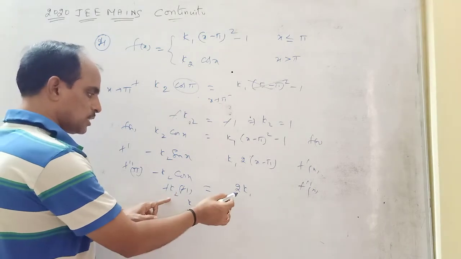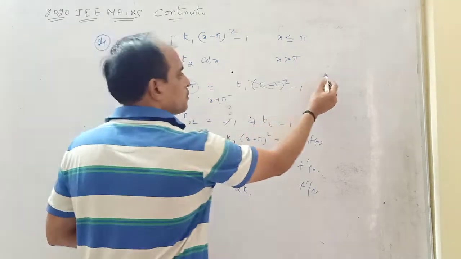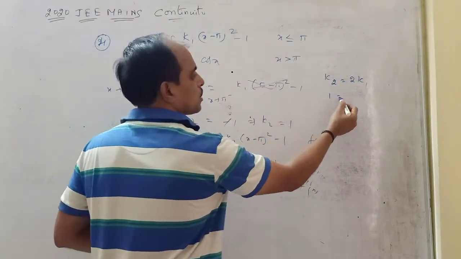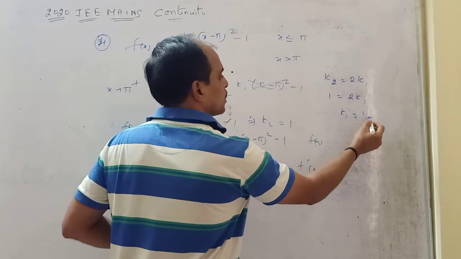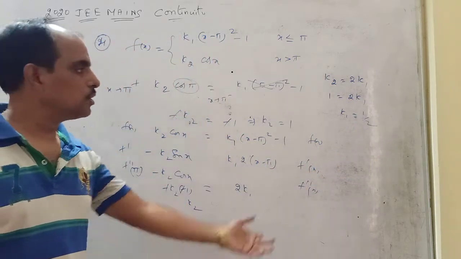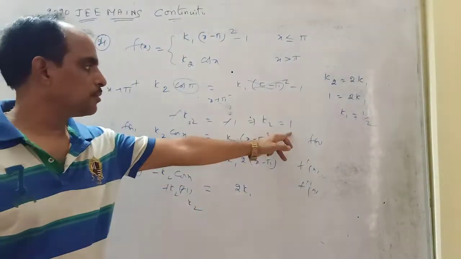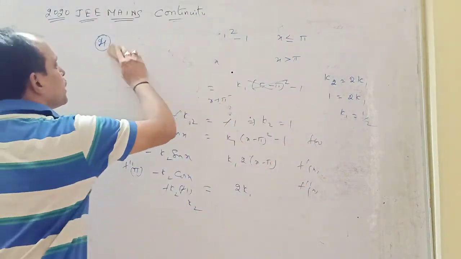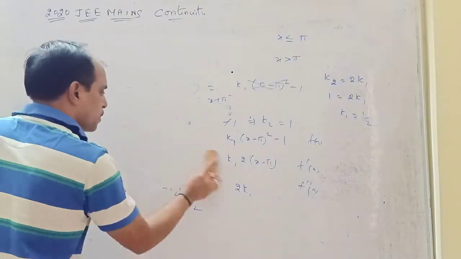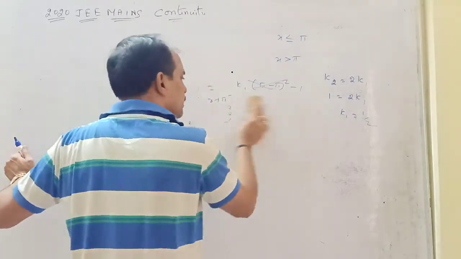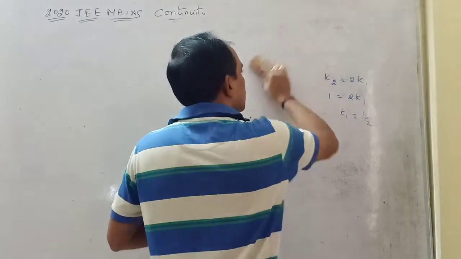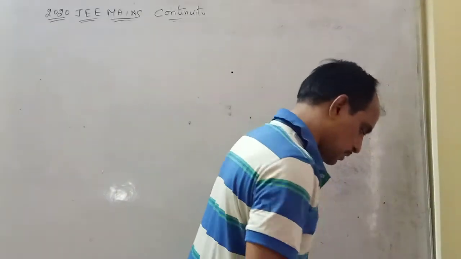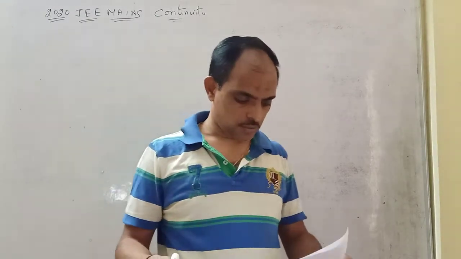So we have k2 is equal to 2k1. But what is k2? k2 is nothing but 1. 1 is equal to 2k1. k1 is equal to 1 by 2. So we have k1 is equal to 1 by 2 and k2 is nothing but 1. So these are the two values for k1 and k2. Okay. Next, it's a very easy topic. Continuity and differentiability is a very easy topic. If you have an idea about continuity, discontinuity and differentiability, it will be very easy.